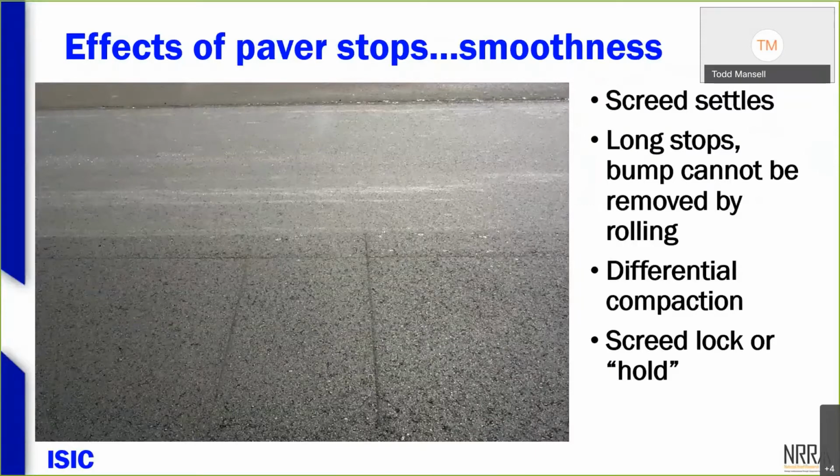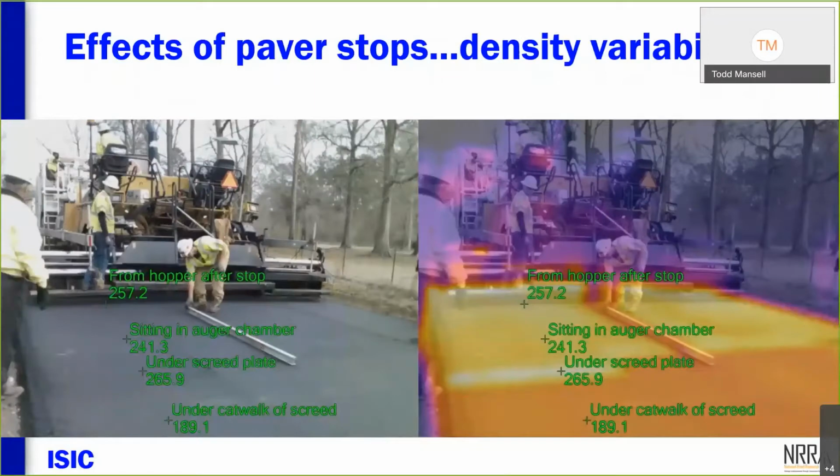But one of the new technologies that we have on pavers out there nowadays is what we call a screed lock or screed hold. Different manufacturers have different names for it, but when the paver does stop, it locks that screed so that it won't settle into the mat. So that's a technology on the equipment itself that we can track, see where those stops are with the paver-mounted profiling, but an equipment thing to help correct that.